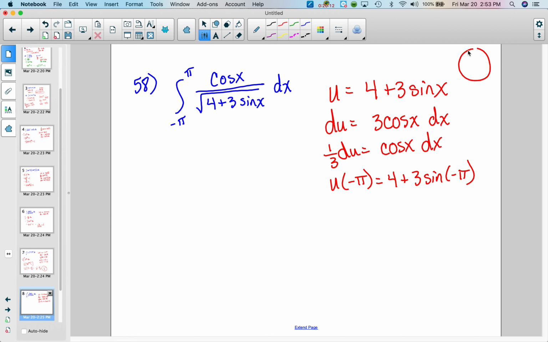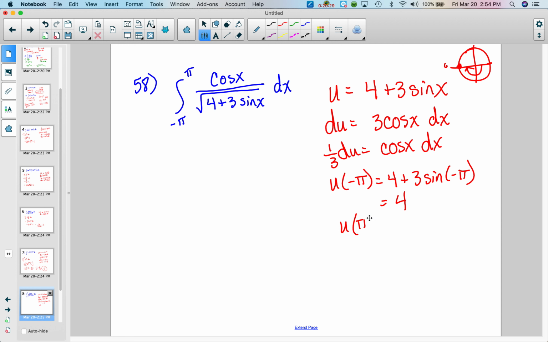So thinking of a unit circle, negative pi is over here. So it's going this way. So the sine value is 0 because remember it's the ordered pair. The sine is the y value of the ordered pair, so we get a 0. 4 plus 0, so we get 4.